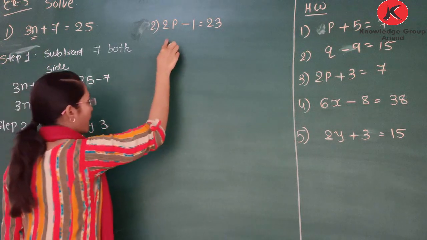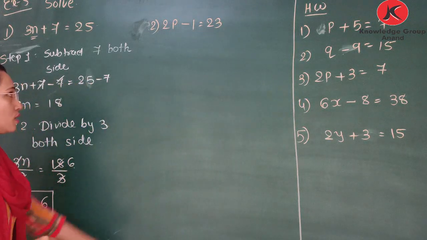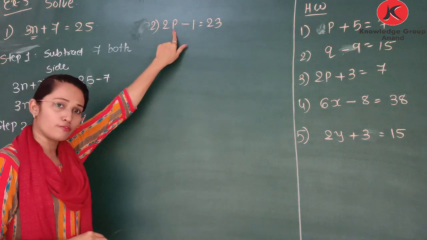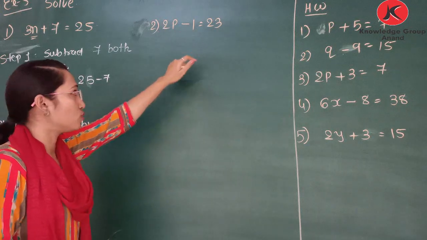Now second part, 2p minus 1 is equal to 23. So here what do we need to find? Value of p. First operation is subtraction. So add 1 both sides.